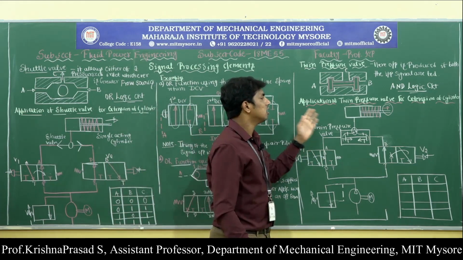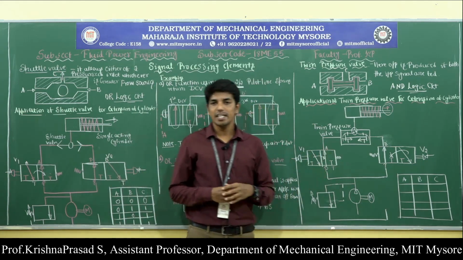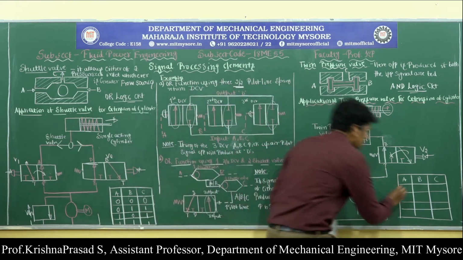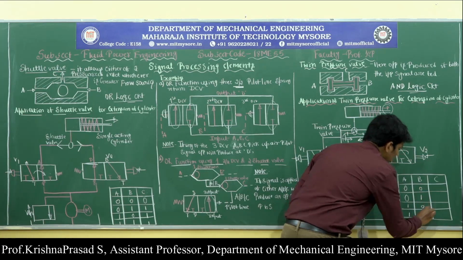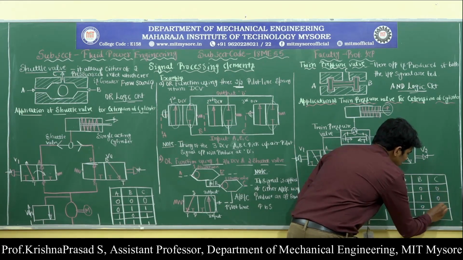Also, this twin pressure valve acts as the AND gate, right? So for inputs 0 0 1 1 and 0 1 0 1, the output is 0 0 0 1.